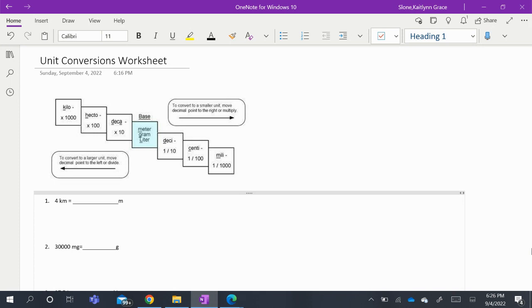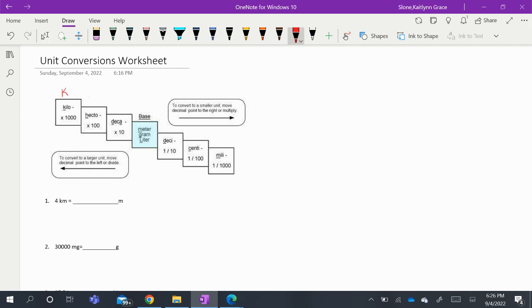And the first letter of each of those words corresponds to one of the unit prefixes in the metric system. So King is kilo, Henry's hecto, died is deca. Your base is unexpectedly. Drinking is deci. Chocolate is centi. And then milk is milli.